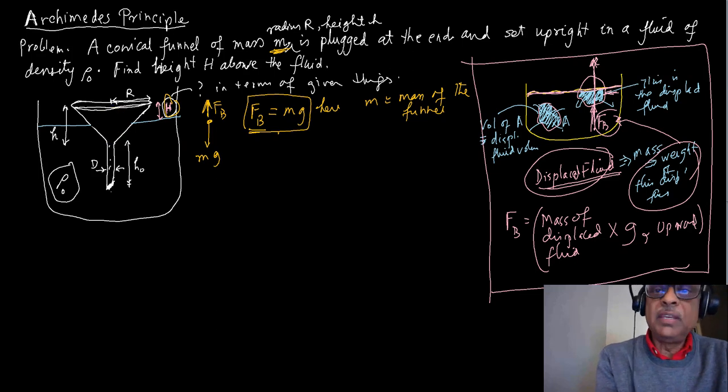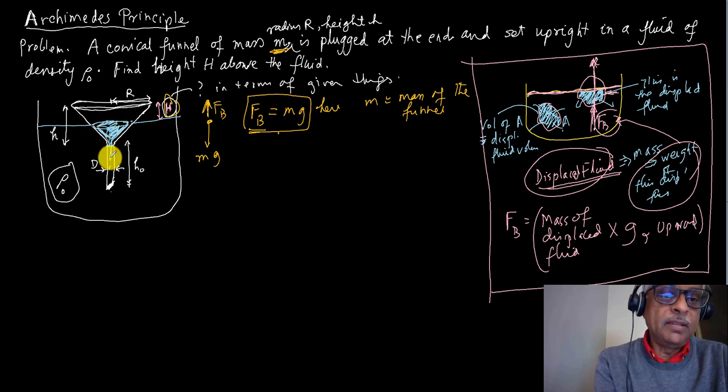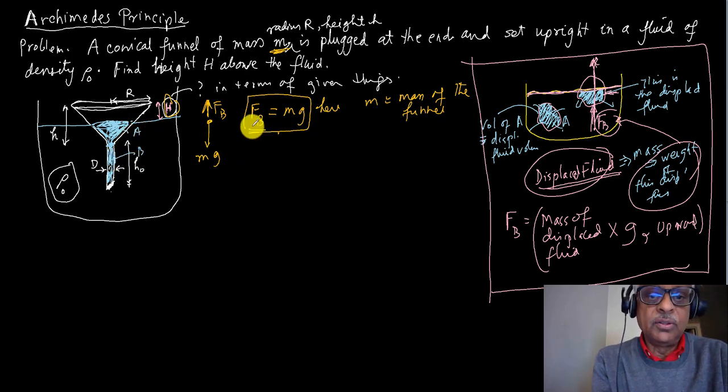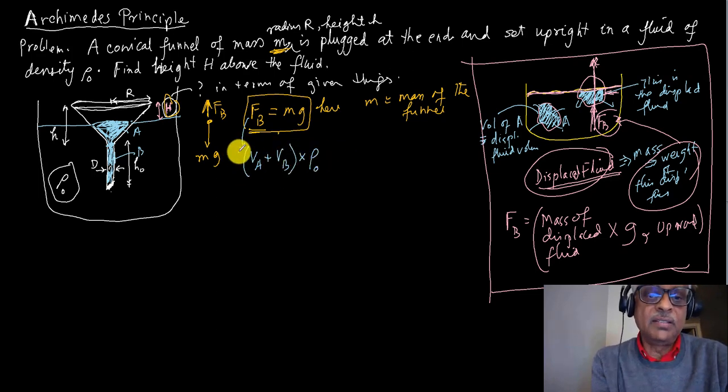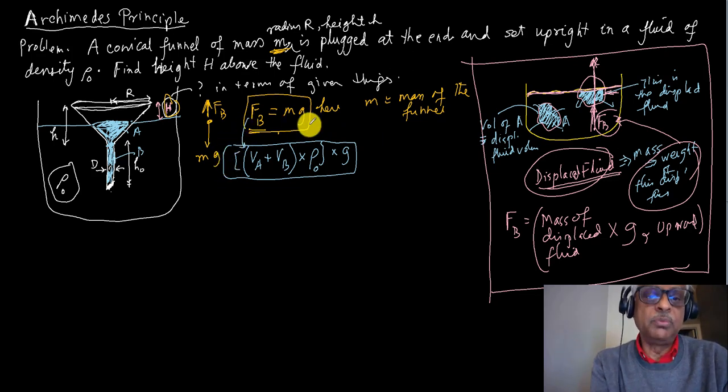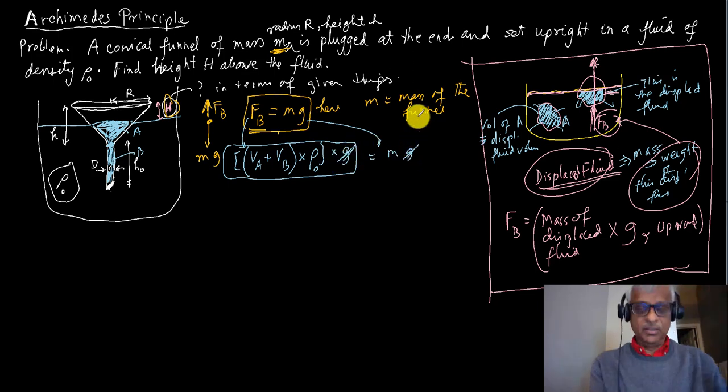Well, let's look at the displaced fluid. It will be the volume of all of this. That's a cone, and then there is a cylinder here. All of this is displaced, right? So let's call this A, call this B. So FB will be the volume of the A part plus the volume of the B part, that's the displaced fluid, times the density, that's the mass, times g. That's what the force of buoyancy will be. And the right side is mg, and the g basically cancels out. So I can do this experiment on some other planet and still get the same answer.